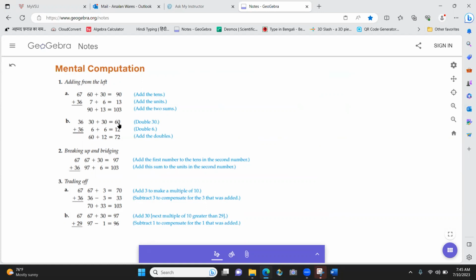Another example, 36 plus 36. Well, 30 plus 30 is 60. 6 plus 6 is 12. And 60 plus 12 is 72. All right. This one is called breaking up and bridging. What does that mean? Well, let's find out.